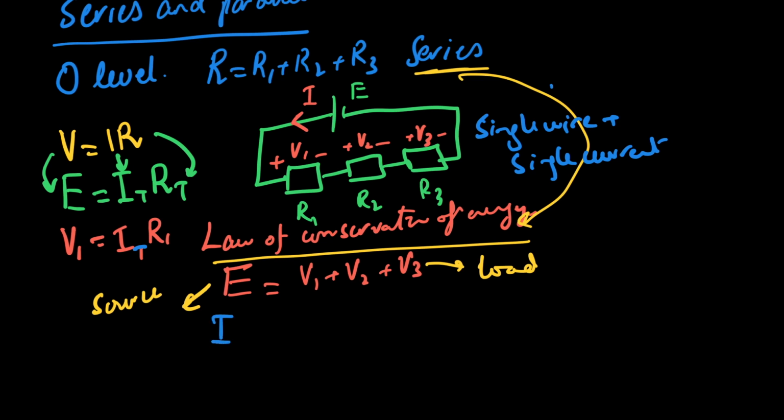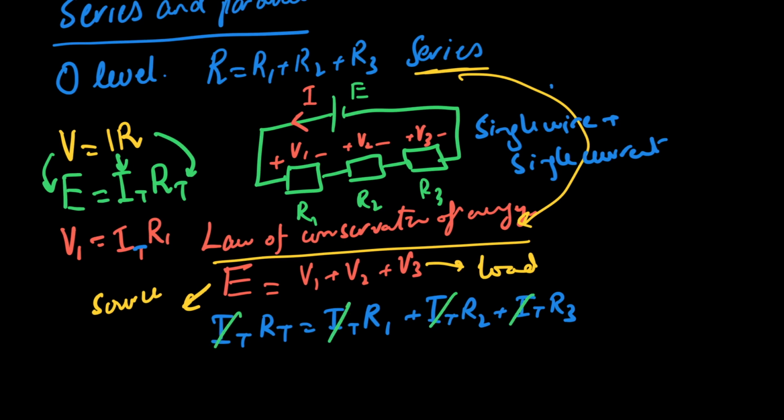So I get I total into R total is equal to I total into R1, because I was talking of V1. So remember, when talking of V1, you're talking of a particular resistor. Again, when you're talking of V2, you'll write I total into R2 plus I total into R3. Now, since you're in a series circuit, you have a single wire, single current. So the currents are the same, and you can eliminate the currents. And when you eliminate all the currents, you end up getting R total is equal to R1 plus R2 plus R3.